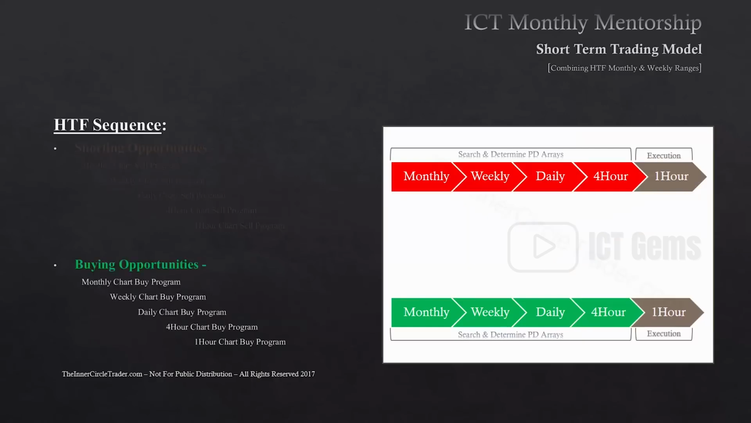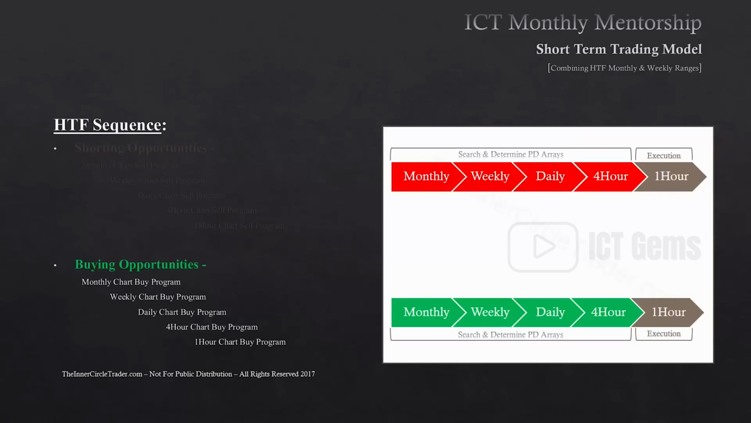Okay, for buying opportunities, we're going to be looking for a monthly chart buy program. So we're going to be looking at a monthly discount array, and we're going to be looking for it to go into a buy program, in which we're expecting higher prices. On the weekly chart, we drop down into it and we start looking for all of the discount PD arrays as well. And we look for the daily chart to also move away from its discount arrays and then drop down to a lower 4-hour and then ultimately down to a 1-hour chart, looking at all of the discount PD arrays to offer support in price. But ultimately, we're framing it off of whatever the monthly chart discount array is.